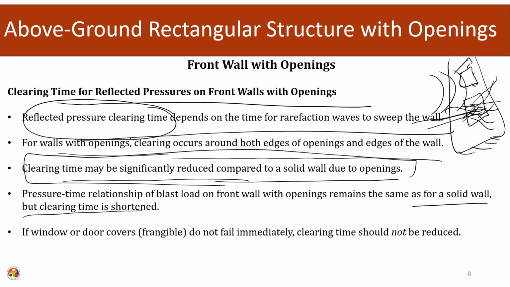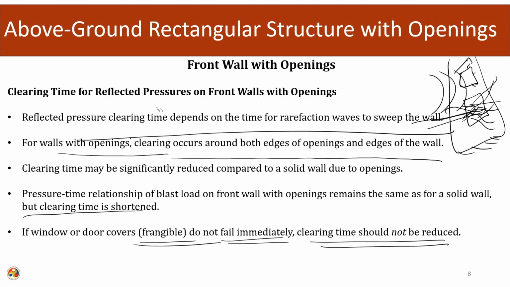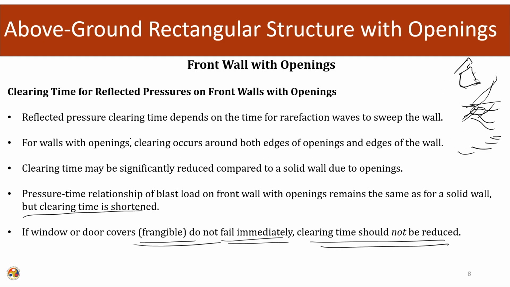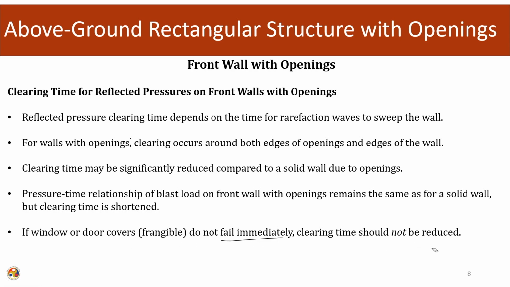If window or door covers, like we talked about, the frangible elements do not fail immediately, clearing time should not be reduced. So if there are frangible elements, that is, elements which will fail or be dismantled as soon as the blast load reaches a certain preset peak value, then all of these behave as an opening.